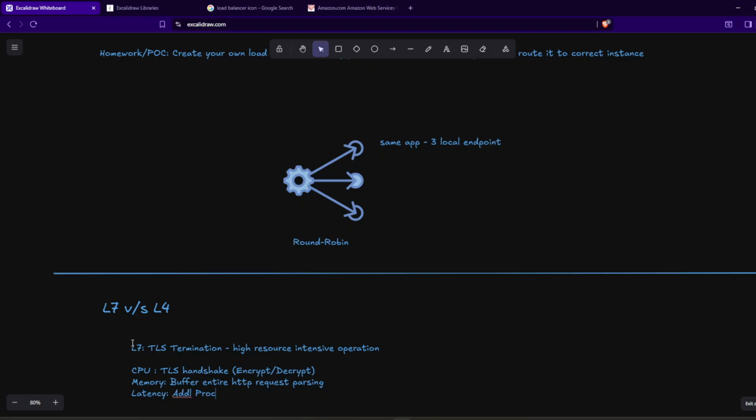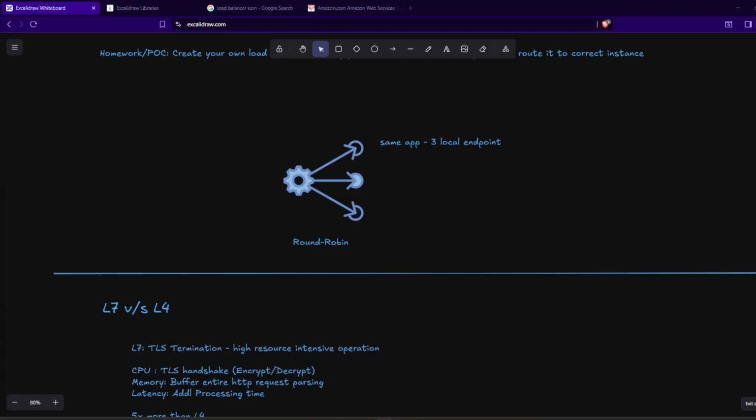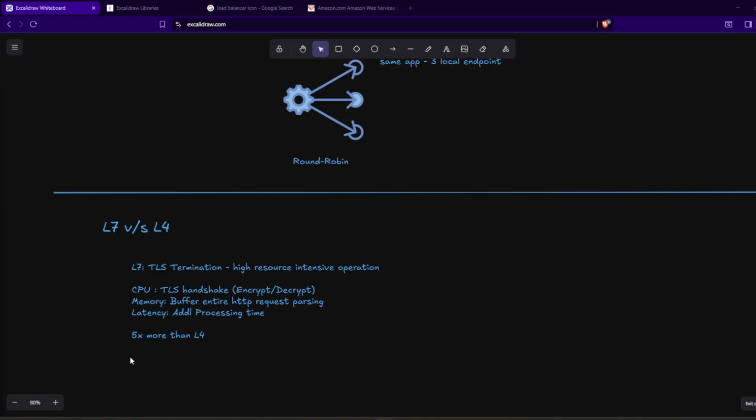Because of all this, there is about 5x more resource usage than L4. So L7 offers very rich application features at the cost of performance. Performance is a problem, but it gives you rich features at the cost of performance. Just understand this very deeply.